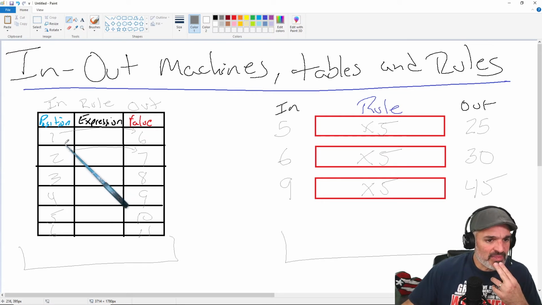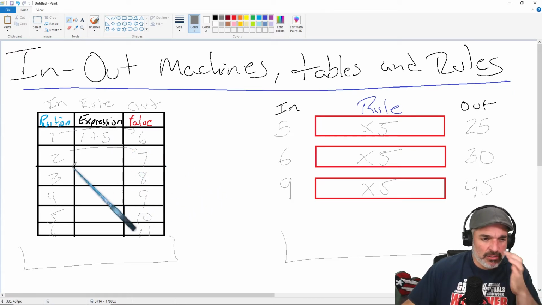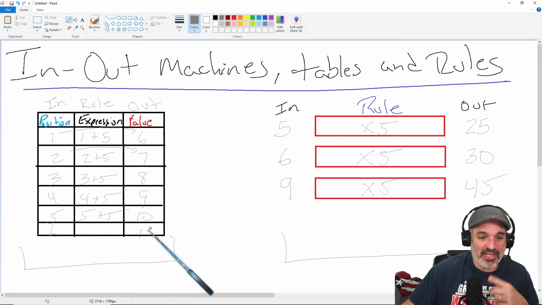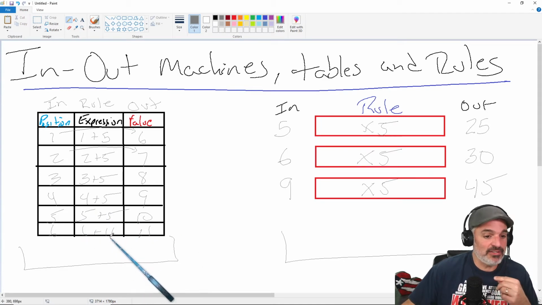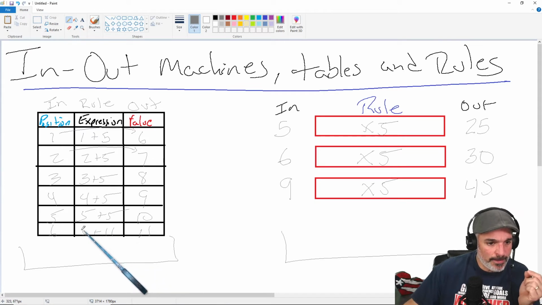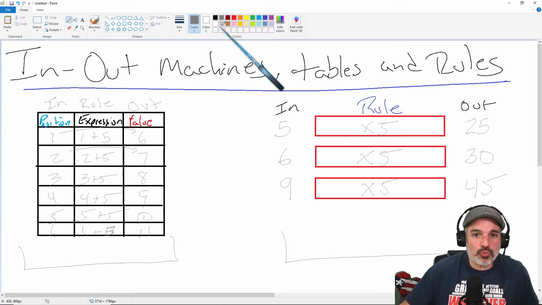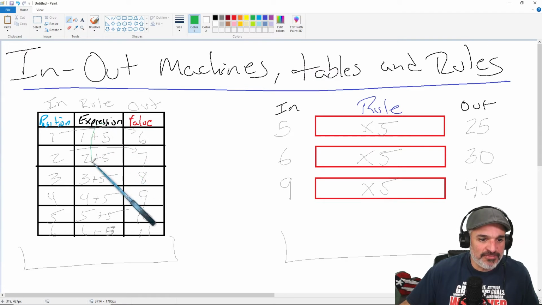And you say, well, if I add 1 plus 5, I get 6. Okay, so if I add 2 plus 5, I get 7. If I add 3 plus 5, I get 8. 4 plus 5, I get 9. 5 plus 5, I get 10. 6 plus 5, I get 11. So in this table, my rule is plus 5.